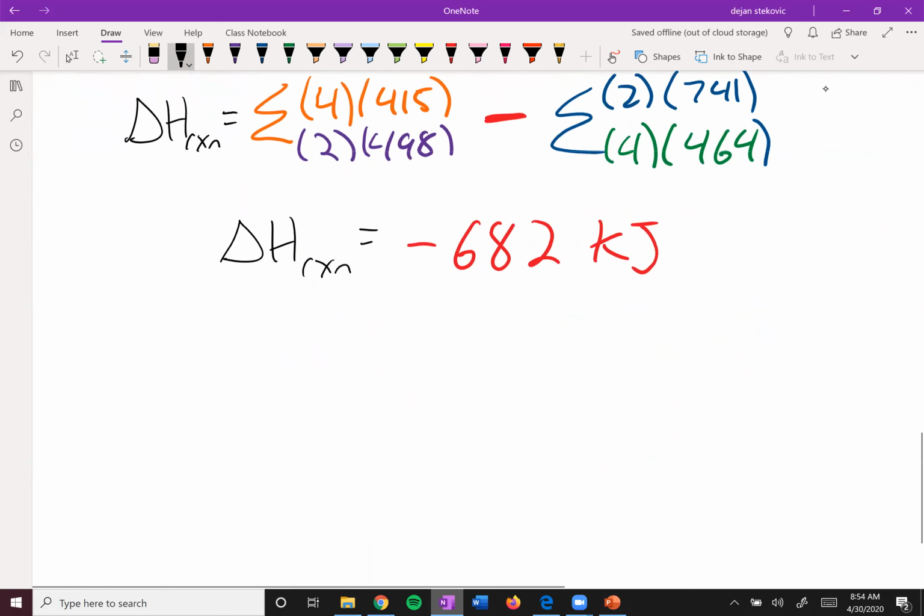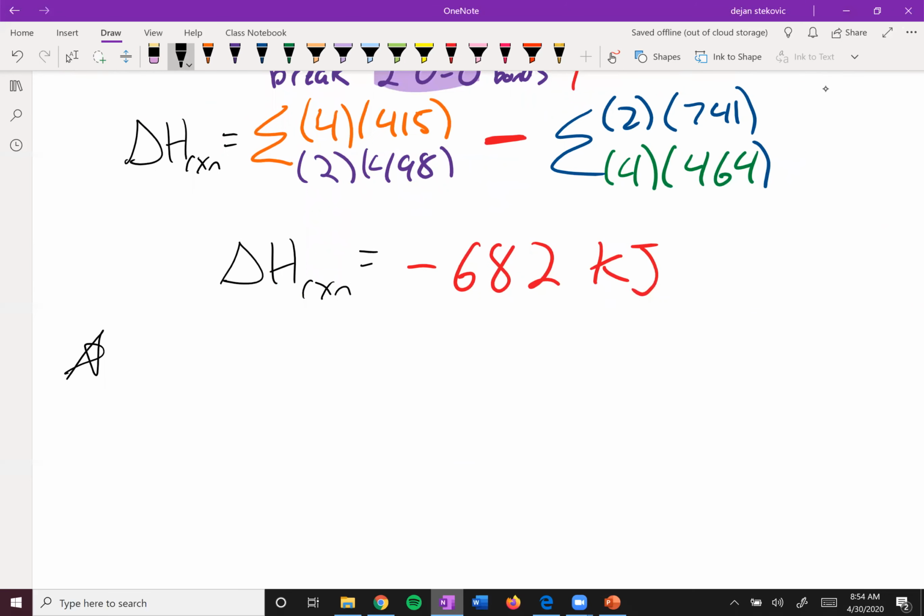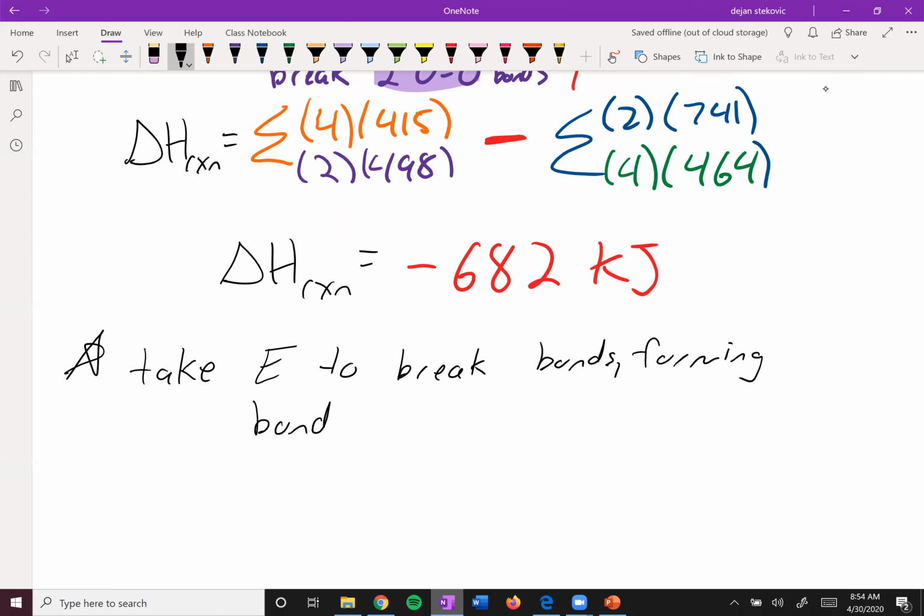So again, just to re-clarify that point, because a lot of people, it's a big misunderstanding in science. It takes energy to break bonds. Forming bonds is what releases energy. What's going on here is we're going from an unstable state to a more stable state, and thus releasing energy.